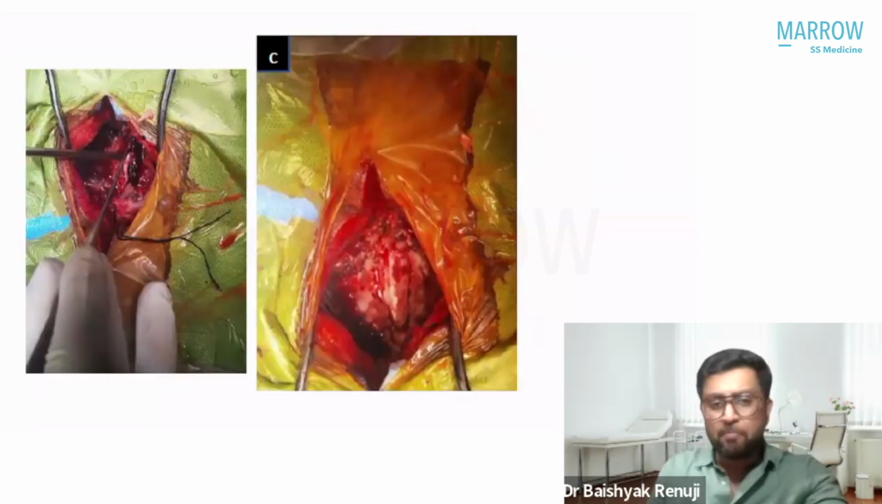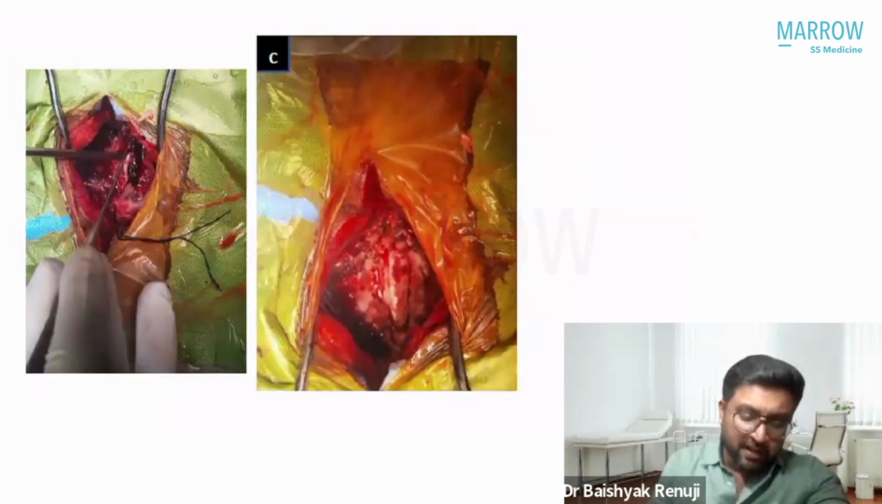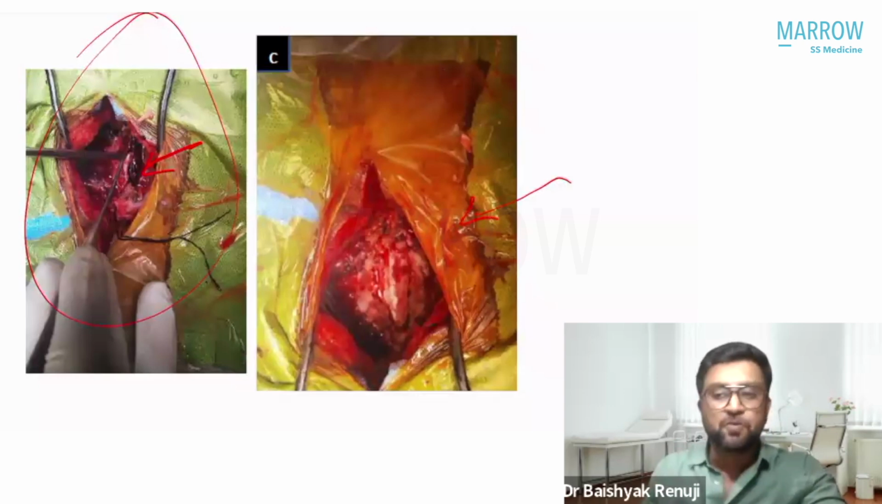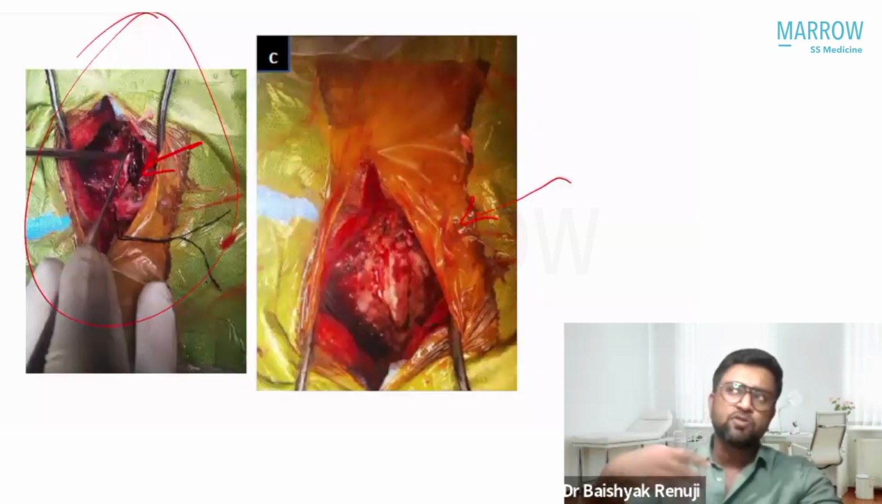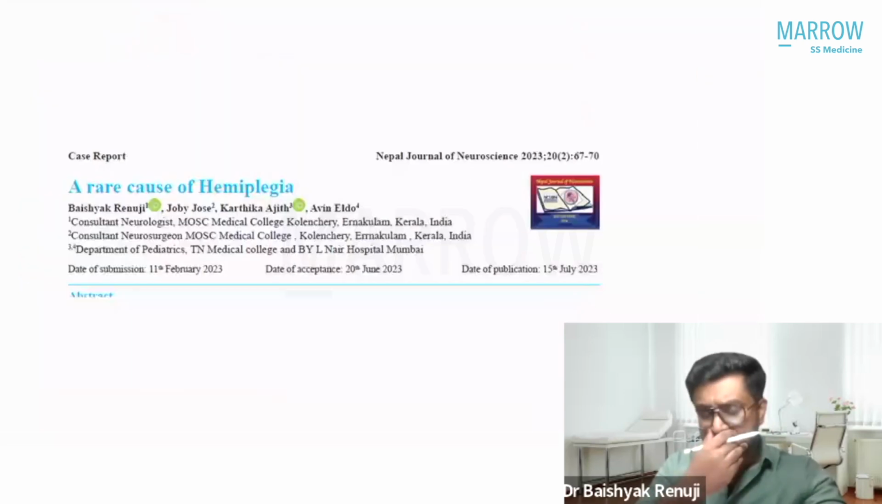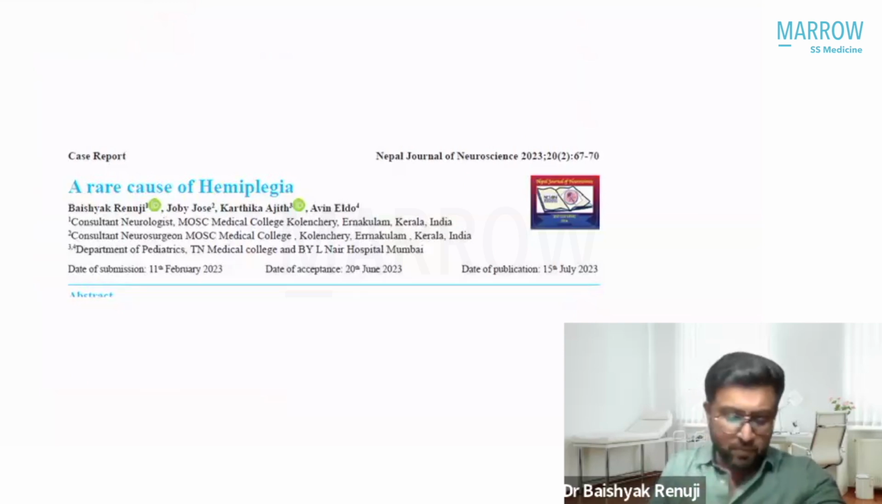This is something which we have published. Here you can see the hematoma, and the surgeon removed the hematoma. He had an improvement, but he had some deficit, because this has to be operated within 24 hours and the patient came to us after 3 days. But after physiotherapy and all, he is able to ambulate. He is able to move the upper limb also, but there are some weaknesses. This is our own case, and we have published it in a Nepal journal.